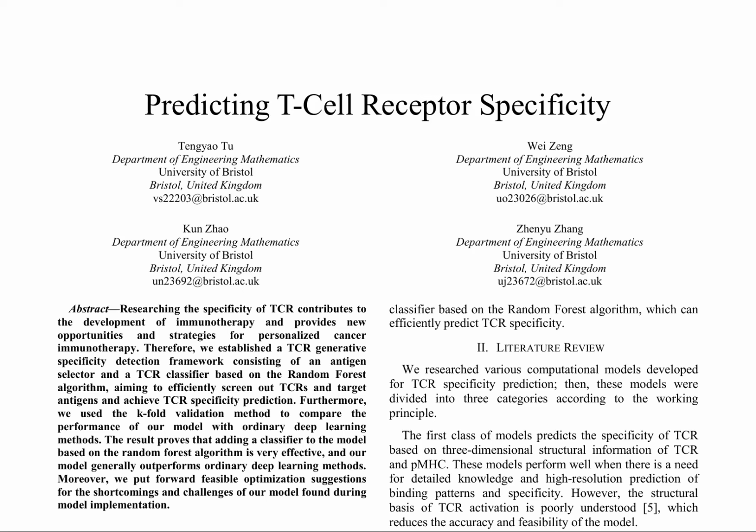Predicting T-cell receptor specificity is crucial for the development of immunotherapy, providing new opportunities and strategies for personalized cancer immunotherapy. The authors establish a TCR generative specificity detection framework consisting of an antigen selector and a TCR classifier based on the random forest algorithm. This framework aims to efficiently screen out TCRs and target antigens, achieving TCR specificity prediction.